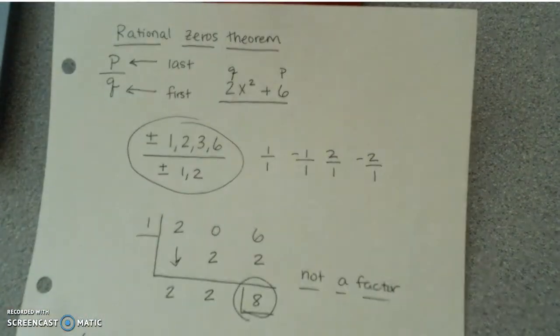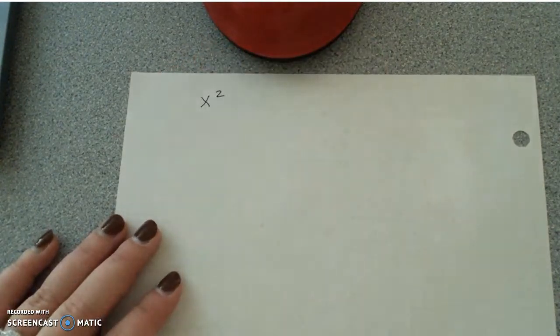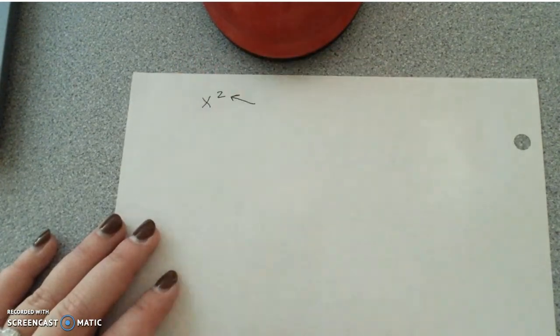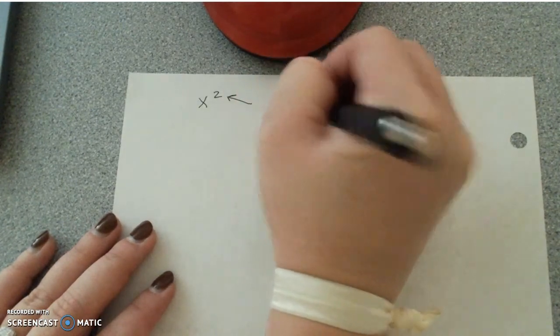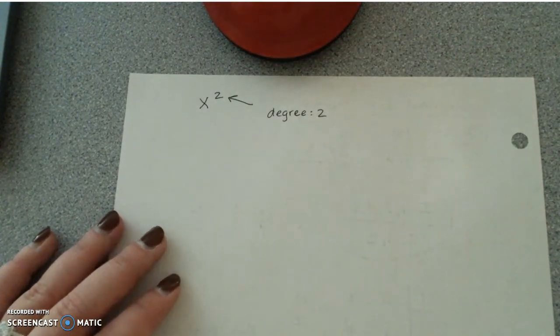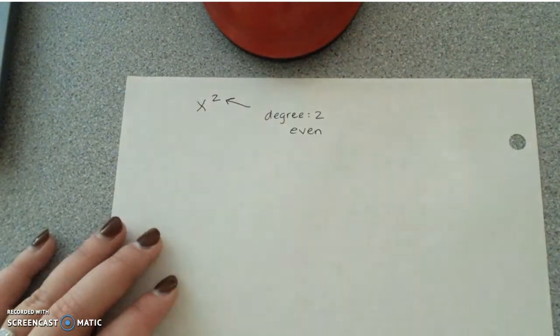All right, 2 more things. We also talked about shapes of our functions, okay? So this is where we talked about even, odd, positive, negative, all that kind of stuff. So remember, our degree is the highest exponent. So my degree is 2. I'll also ask if that's even or odd. 2 is an even number.